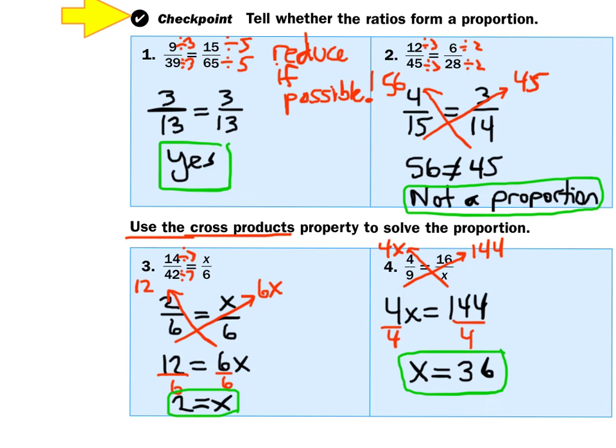Okay, take a look at number 4. 4 over 9 equals 16 over x. I can't reduce anything, so I just went ahead and did the cross products. So starting at the 9 times 16 gave me 144, so I brought that down. And then x times 4 gives me 4x, so I brought that down, and I brought down the equal sign. And then I have to get rid of the 4, so I divided both sides by 4, and I got x equals 36.